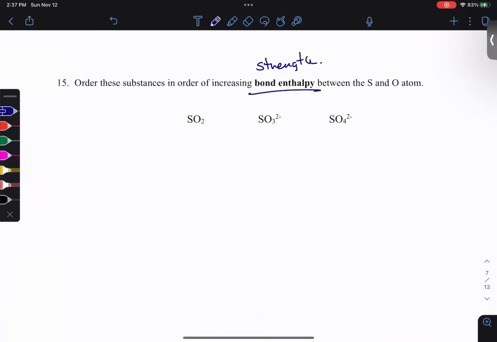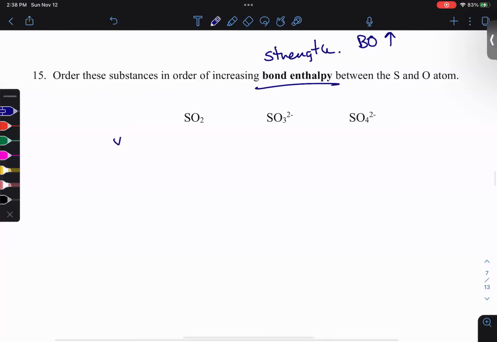So after we draw the Lewis structures, what kind of information do we need to get from the Lewis structures? We probably need to look at bond order in this case, yes. So if we look at the bond order, recognize, as bond order increases, strength increases. So unfortunately, we have to draw the Lewis structures and probably consider resonance if there is any. All right, so let's kind of do this all at the same time. Let's count valence electrons. We need to draw 3 structures, unfortunately.